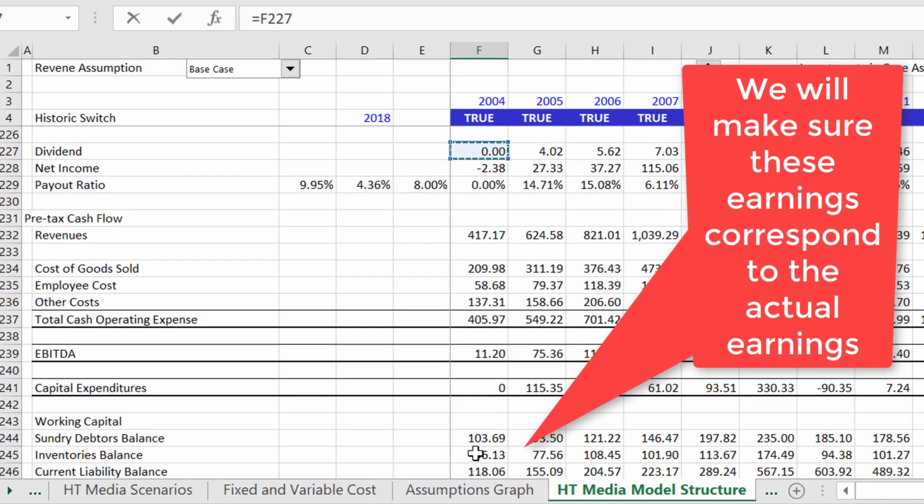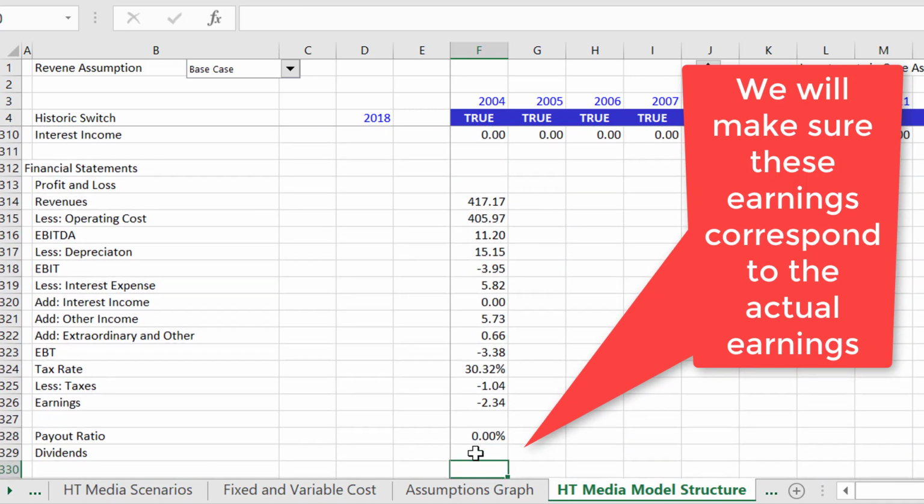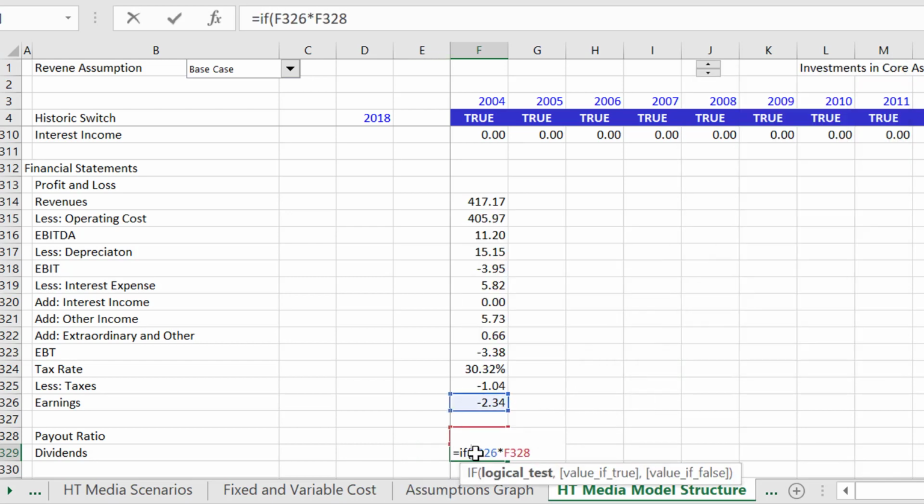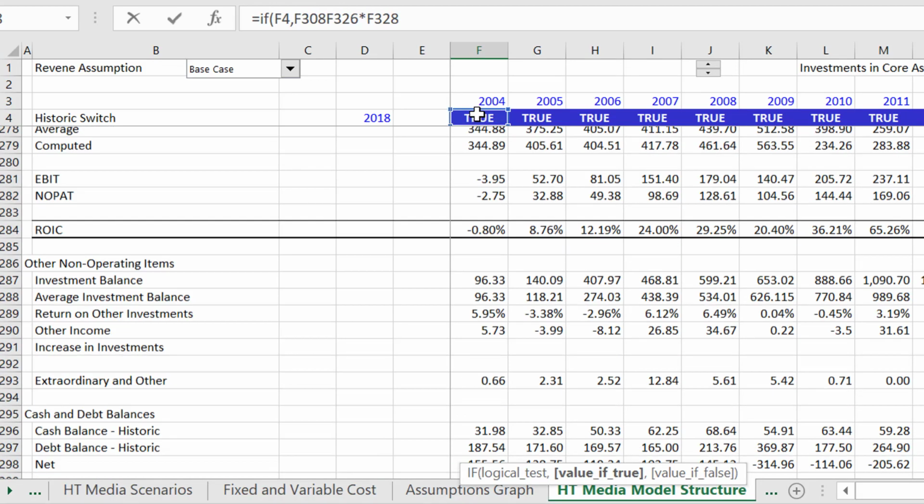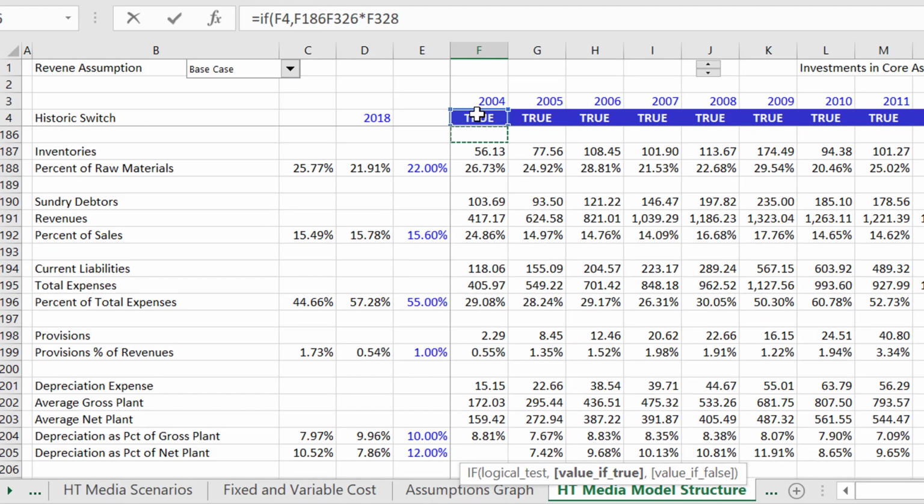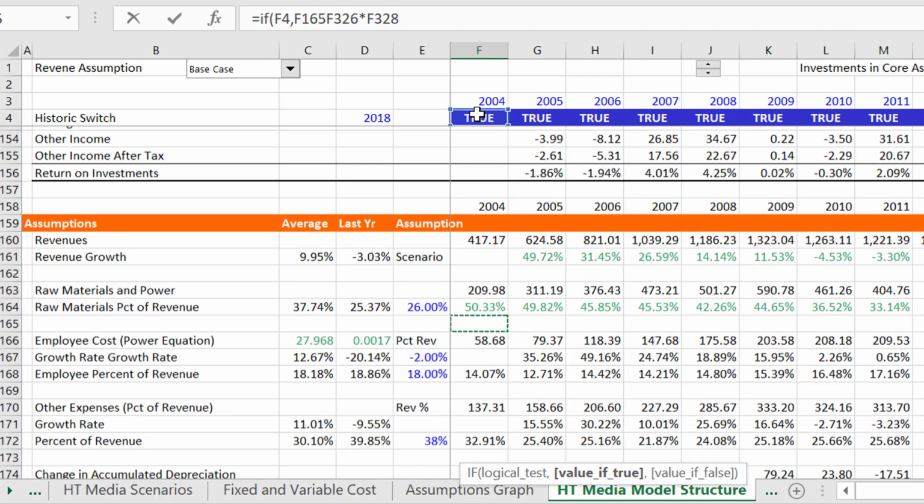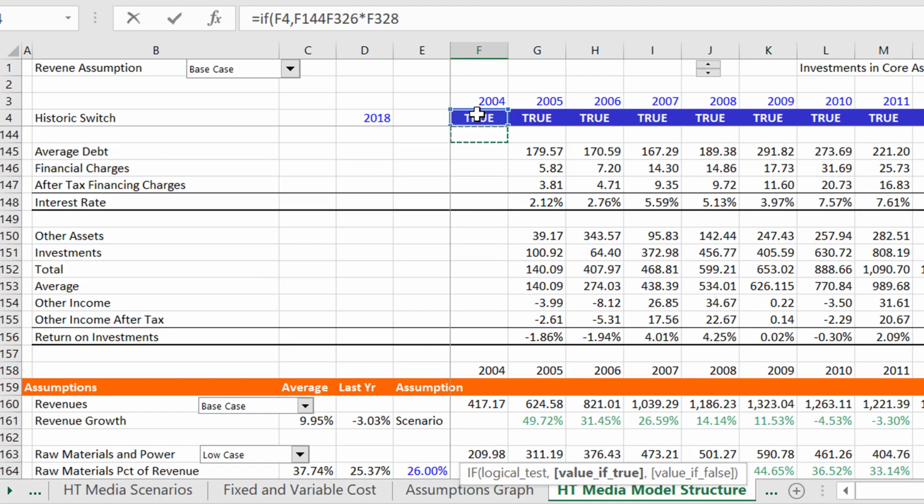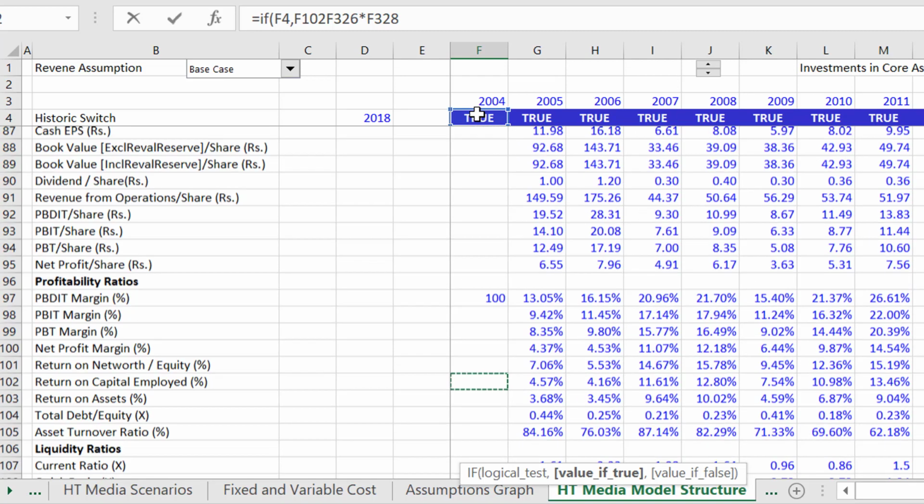Okay, that was kind of the last assumption here. And then we can take the earnings times the payout ratio. Now you could do, I think I'm going to do the same thing. If it's the historic switch, I hope you are still understanding that without this historic switch, this would have taken you ages, much longer. I hope you can see that.